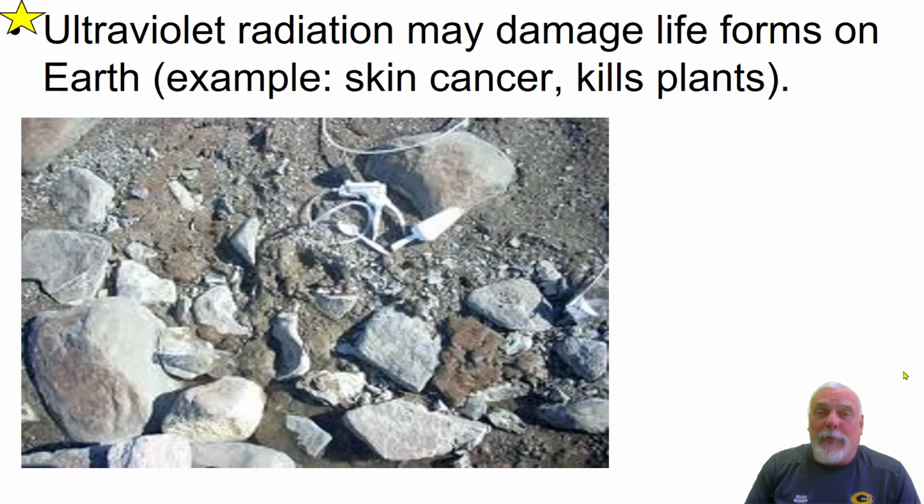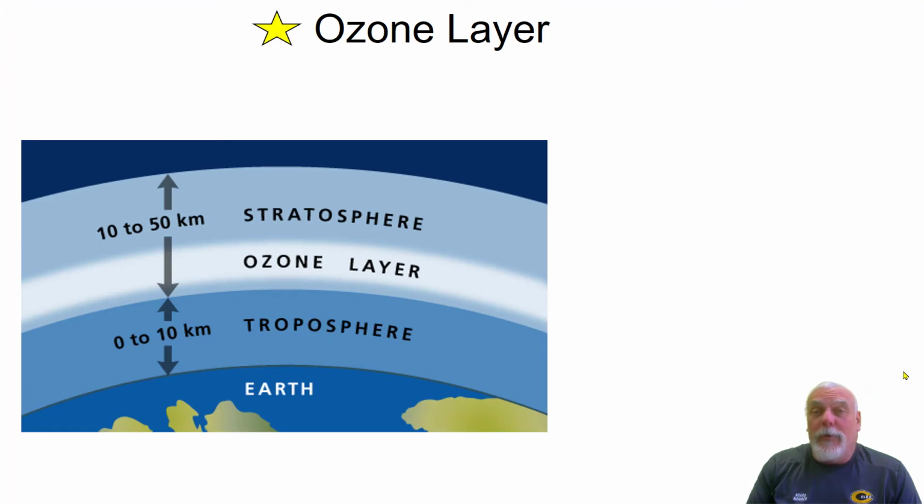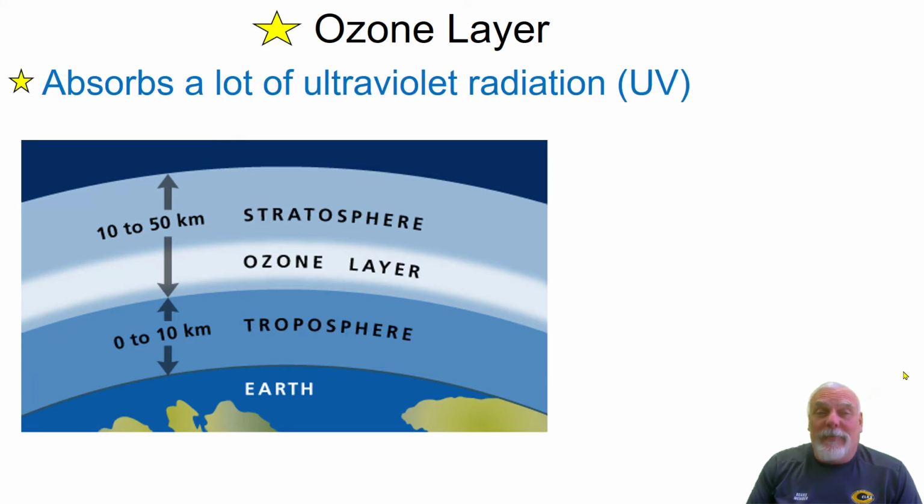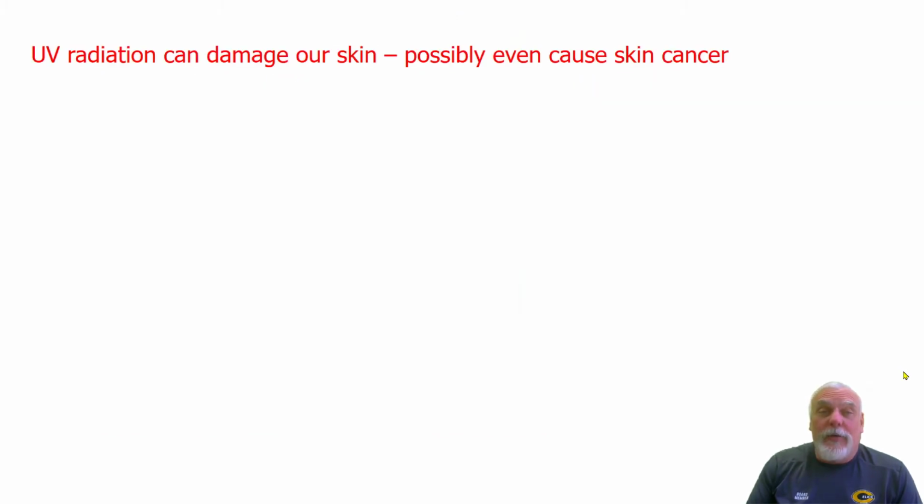For example, ultraviolet radiation may damage plants and other forms of life. For example, with people, it can cause skin cancer. Our ozone layer is made with oxygen and is really important when it comes to this ultraviolet radiation. It absorbs a lot of that ultraviolet radiation, or sometimes abbreviated UV, and helps protect us from that. UV radiation can cause damage on our skin, possibly even lead to skin cancer.